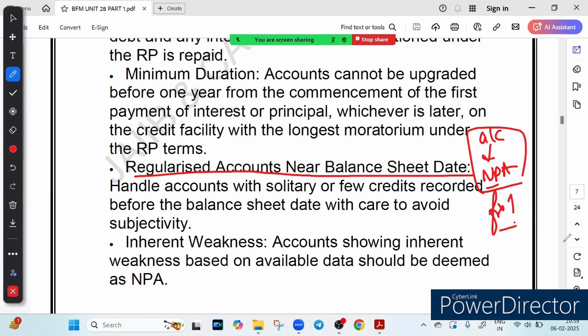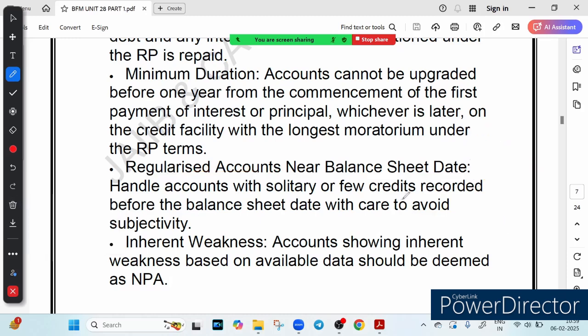If an account only has a few credits recorded before the balance sheet date, the bank needs to be careful, right? You can see clearly written here, if the account has few credits recorded before the balance sheet date, the bank needs to be very careful. Why does the bank need to be very careful in such a case? Because there is a chance that this could look subjective. So you can see there is a chance to avoid this subjectivity. What is the meaning of subjectivity? It means that the bank may be too lenient when considering if the account should be upgraded.